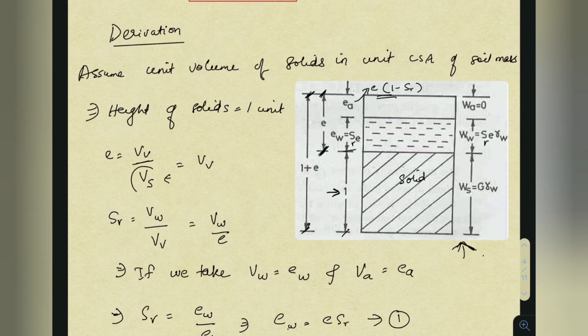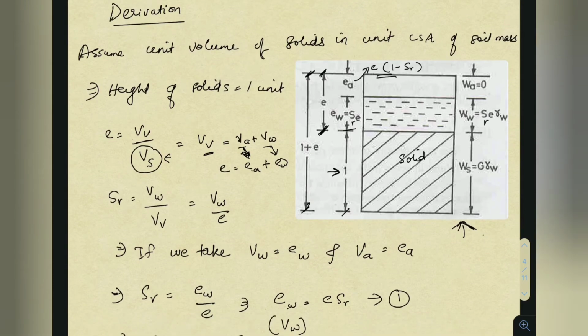So Vs, volume of solids, is 1 now. So we have e is equal to Vv, and Vv is equal to Va plus Vw, that is volume of air plus volume of water. We can substitute this as ea and ew. That is, Va stands for ea, that is void ratio of air, and Vw stands for ew, that is void ratio of water. So e is equal to this value.